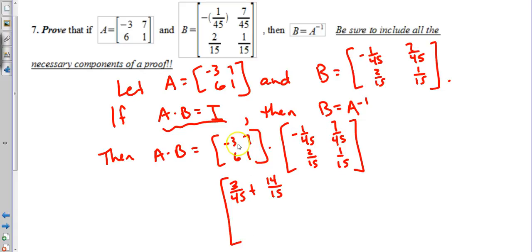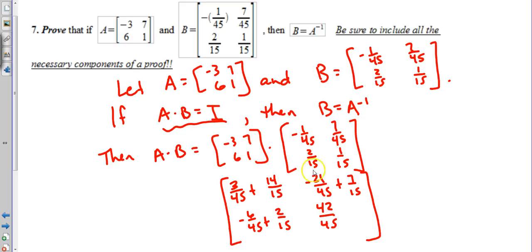This row times this column is going to give us -21/45. We're going to add that to 7/15. That's our entry in the top right, and we'll simplify that later. Second row here, 6 times -1/45 is -6/45. We're going to add that to 1 times 2/15, so that's 2/15. And the next one is 6 times 7/45, so that's 42/45, plus 1 times 1/15, which is 1/15.